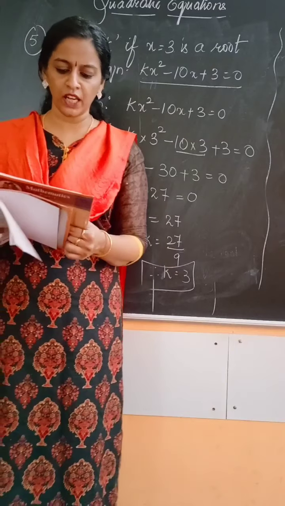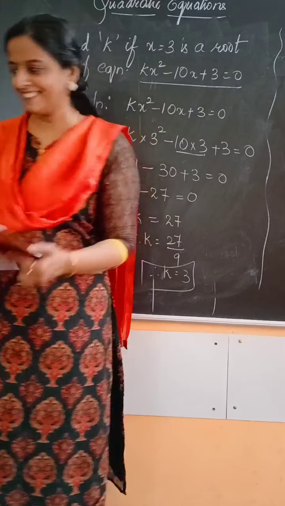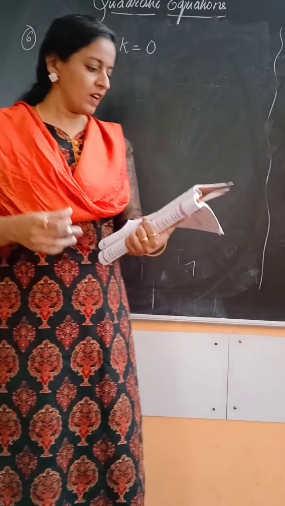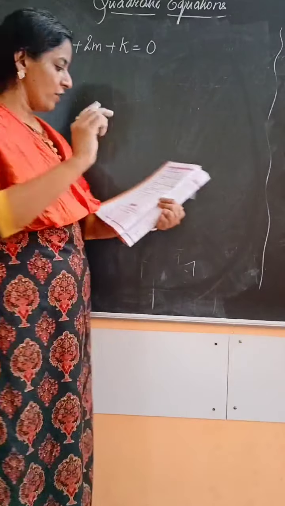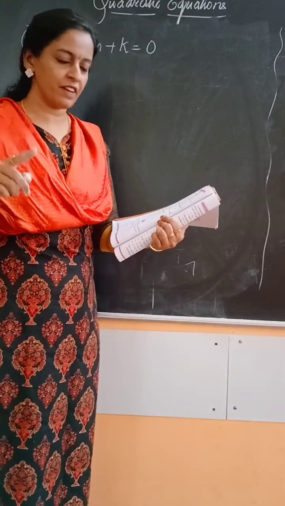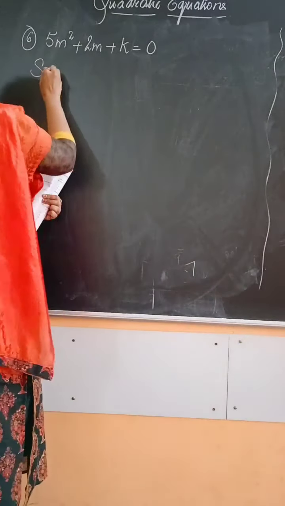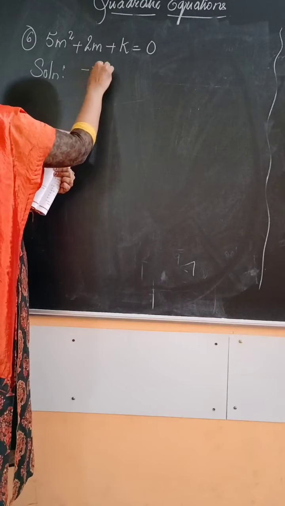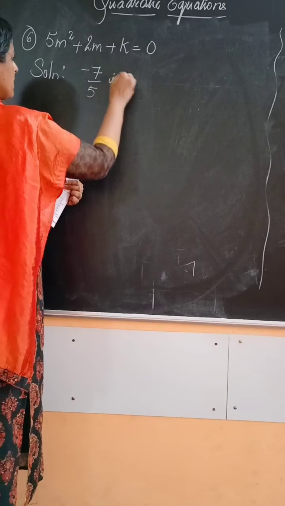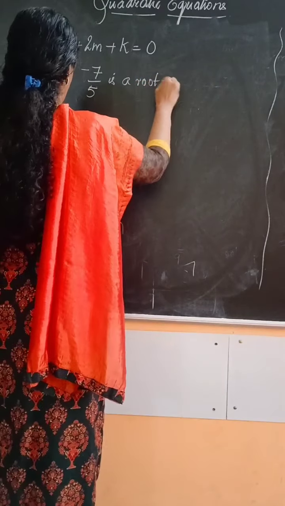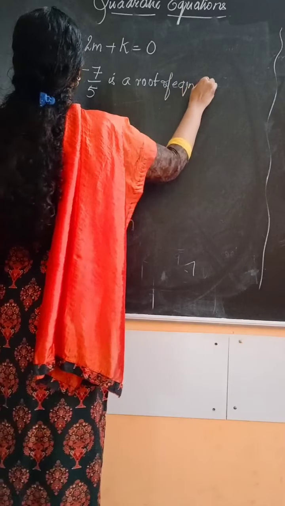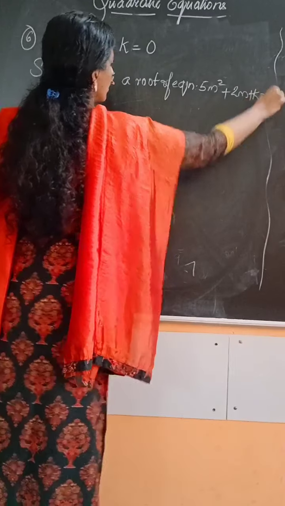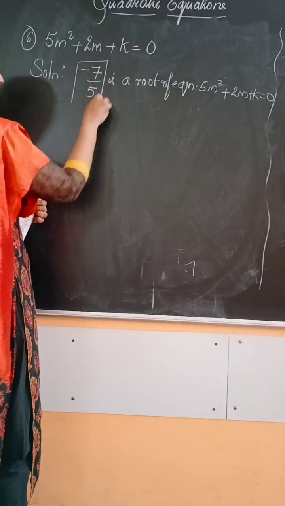So now coming to the last sum. Copy the question. Last question. Now they have given it in the form of an activity type. One of the roots of this equation is minus 7 upon 5. So let us write the solution as they have given. Same format we will follow. What is the root given? Minus 7 upon 5 is a root of the equation 5m square plus 2m plus k equal to 0.